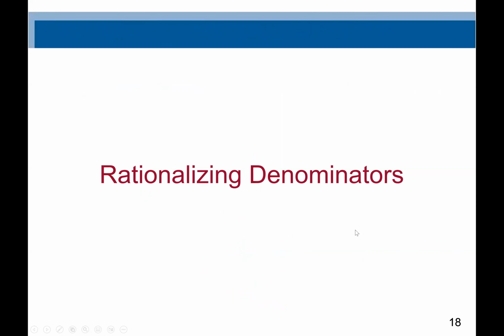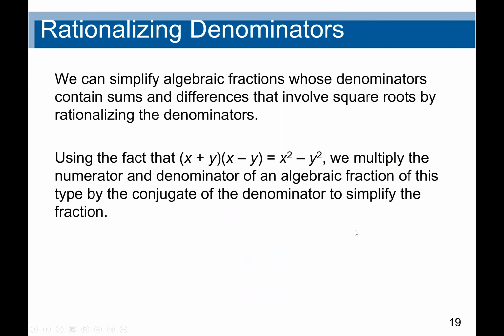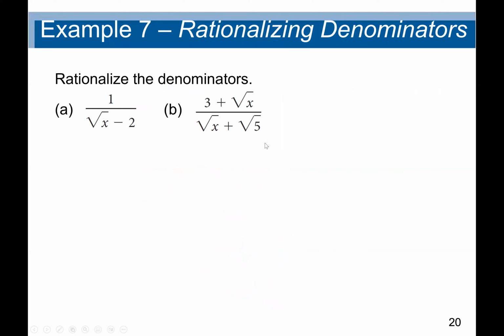We can also rationalize the denominators. Rationalizing the denominator means we want to remove the radical sign at the denominator. So for example, if I have 1 over square root of x minus 2, my goal is to remove the square root sign. The same thing applies to b: 3 plus square root of x divided by square root of x plus square root of 5. The goal is to remove the root sign from the denominator.